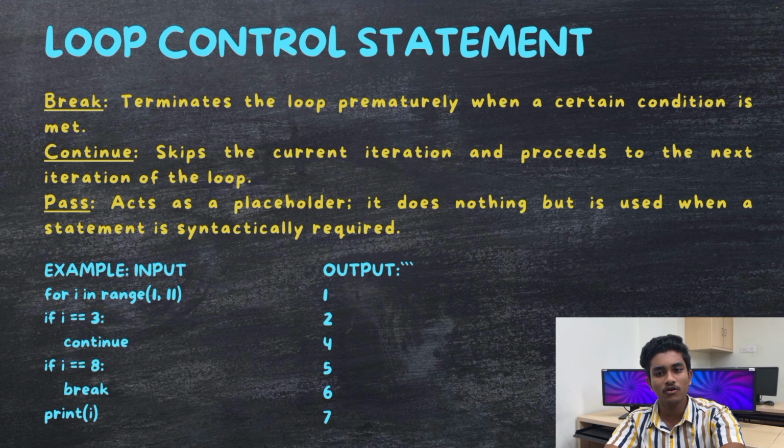As in the code, for i in range 1 to 11, we write if i is equal to 3 and give a continue statement there, and after that we write if i is equal to 8 and give a break. After executing, it will continue from 1 till 8, as we have given a break at 8. So it will go 1 to 4, 5, 6 and 7, as 8 is the limit. So the code will be executed for 1, 2, 4, 5, 6 and 7.